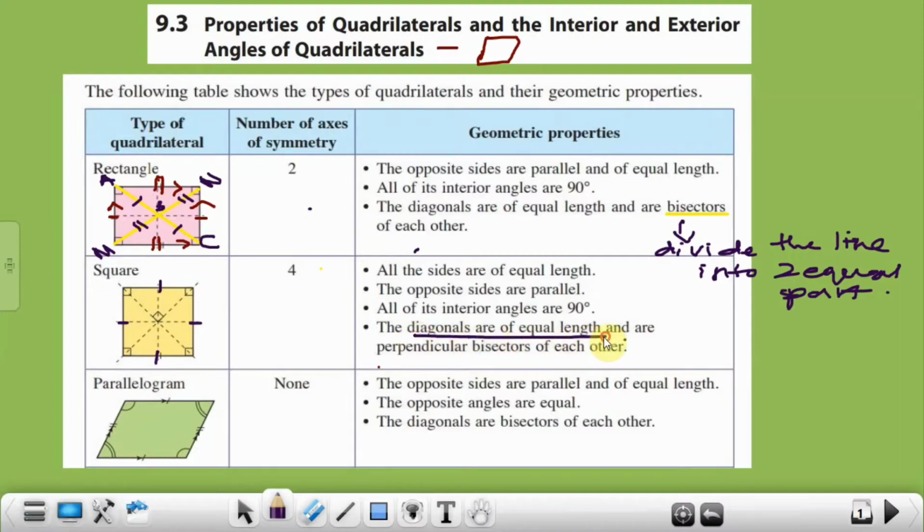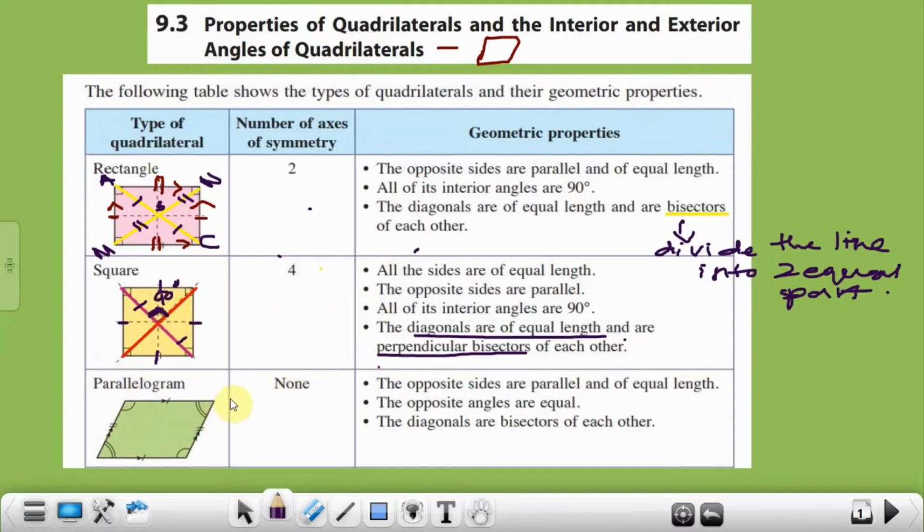Diagonals are of equal length, but this one is quite different. Perpendicular bisector. What does it mean? Okay, bisector, this red line will divide the purple line into two equal parts. Okay, and the angle, it will perpendicular bisect, means that the angle at the intersecting line here is 90 degrees. Kalau kat sini dia bukan 90 degree. Okay, in a rectangle, the bisector is not 90 degrees, but here it is 90 degrees.